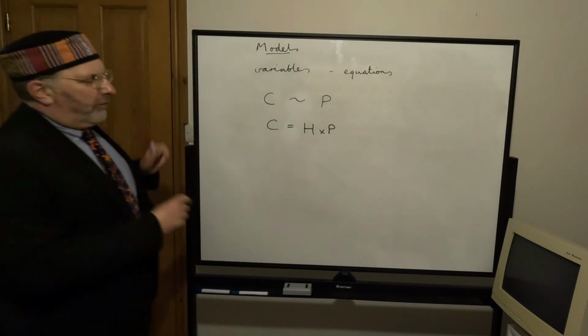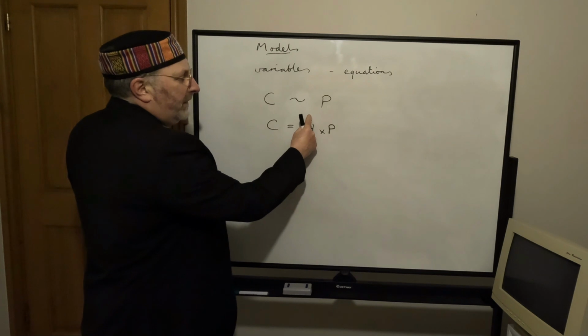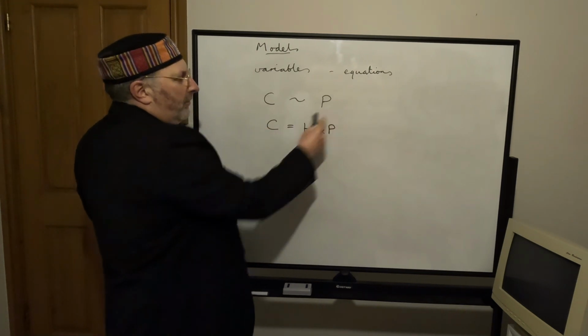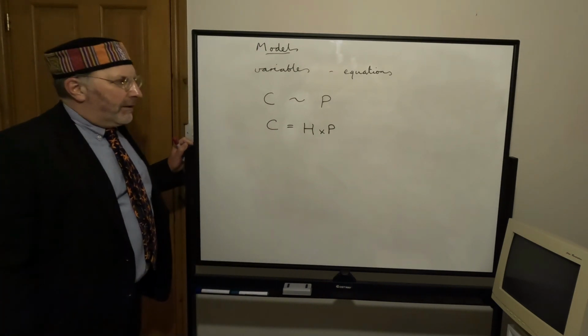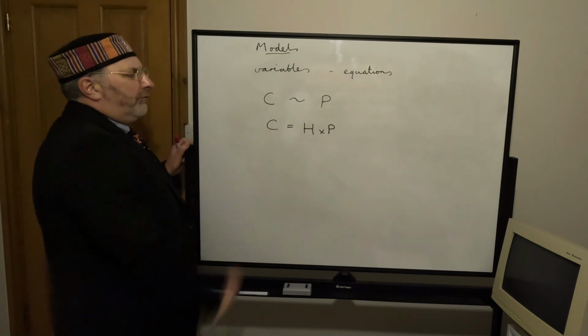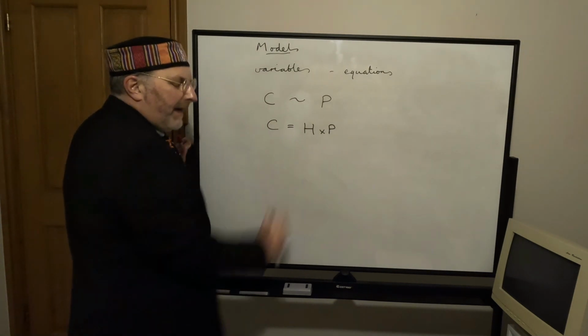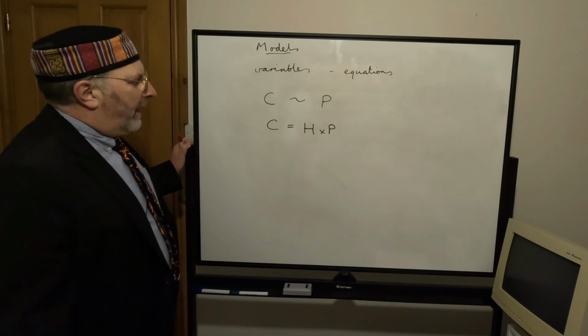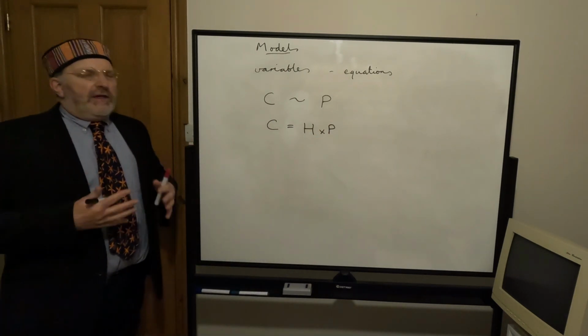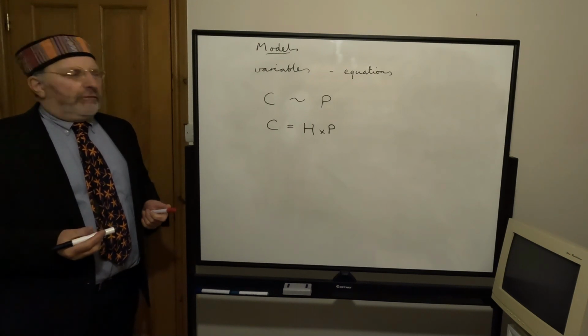So this says that if the economic hardship increases, then the per capita crime rate increases, or if the population increases, the per capita crime rate increases. If both increase, it increases even more. So it depends on both of them, and they're multiplied together. So now we've got a mathematical equation describing our theory about what per capita crime rate depends upon.